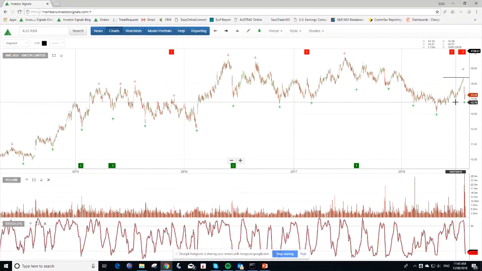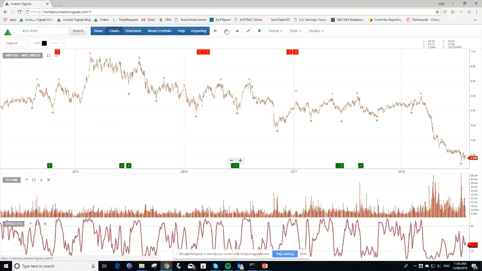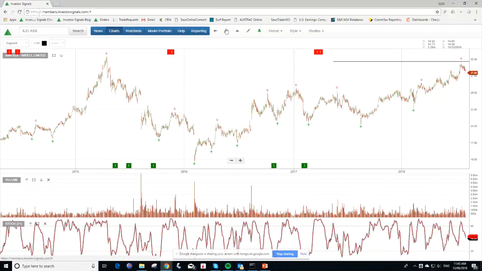So Amcor made a takeover bid for an American competitor. The market is concerned about the valuation that Amcor will be acquiring that business at, but at $14, I think the stock's good value, and there's an opportunity to buy it and sell covered calls at the moment.